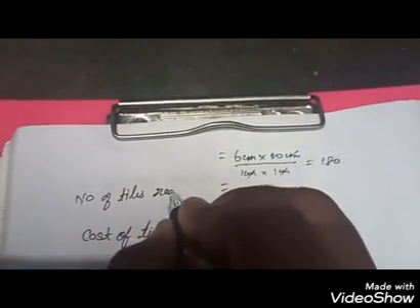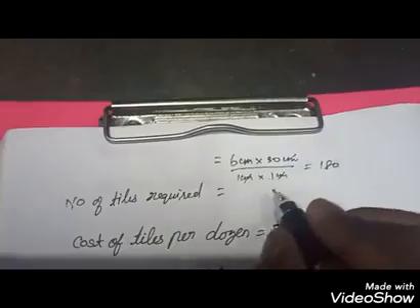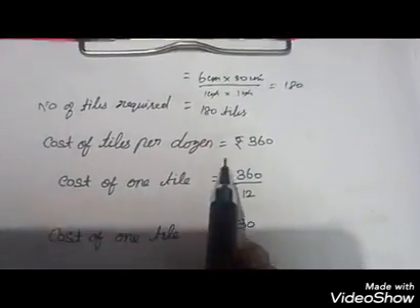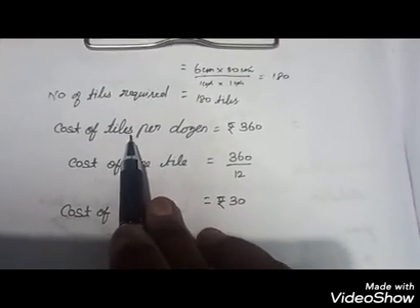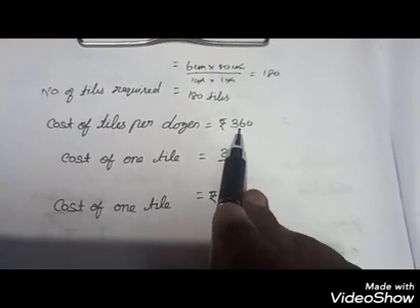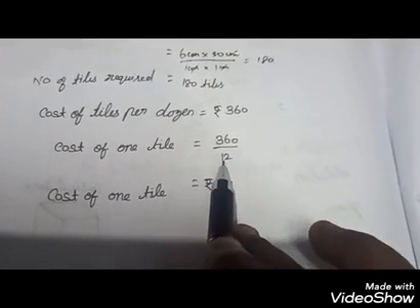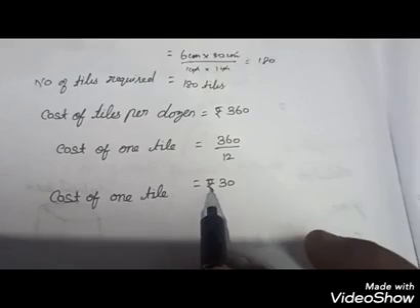The number of tiles required is equal to 180 tiles. They have already given the cost of tiles per dozen, which is equal to 360. The cost of one tile is 360 divided by 12, so the cost of one tile is rupees 30.